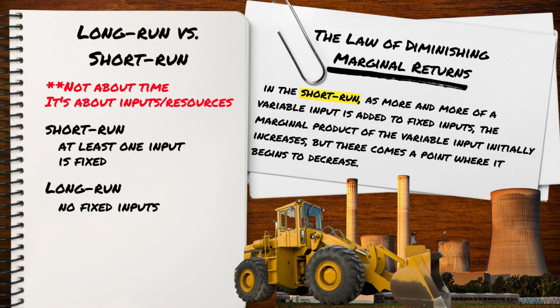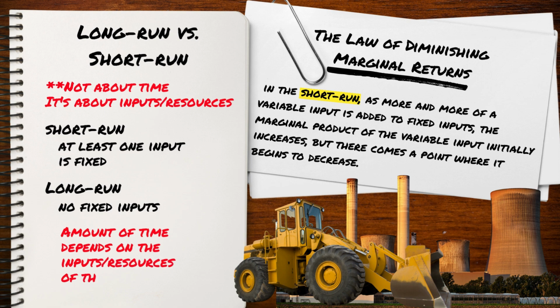Where a lot of students get confused here is that they try to apply a time frame to these terms. So, you might say, well, 10 years is a long time, so that must be the long run, right? Not necessarily. It all depends on the business. For example, let's say I own a hotel and I have a 30-year lease on the building. That means I won't be able to change buildings for at least 30 years. So, 10 years for me would still be the short run. Anything under 30 years would be the short run since my building will be a fixed input until my lease runs out.